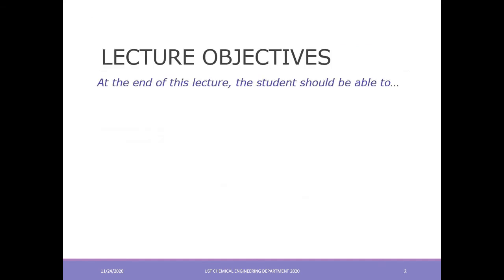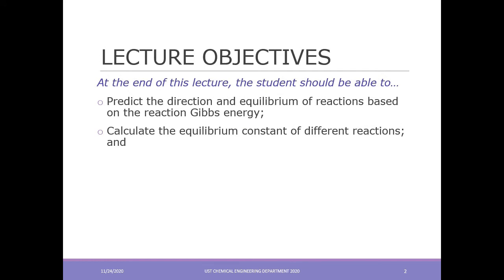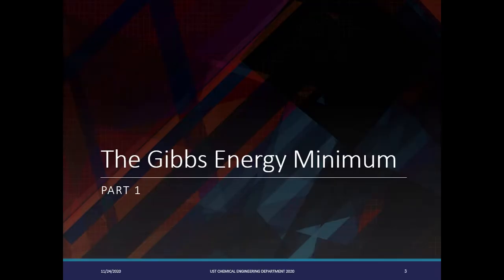In this lecture, you will learn to predict the direction and equilibrium of reactions based on the reaction Gibbs energy, calculate the equilibrium constant of different reactions, and determine the effect of different disturbances on reactions in equilibrium according to Le Chatelier's principle. So first, let us start this discussion by describing how chemical equilibrium is related to Gibbs energy.